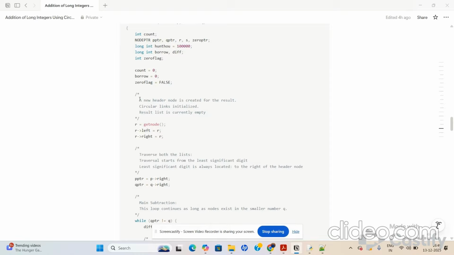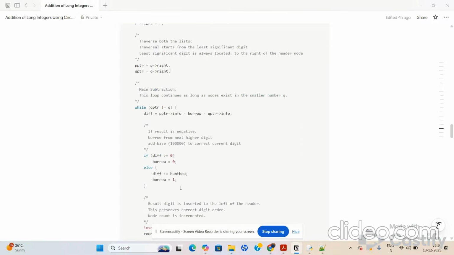Okay, so which is going to store the result, and initially it's pointing to itself because the result list is currently empty. It has just one node and each of them pointing to themselves, correct? And then you start the traversal. So the traversal starts from the least significant digit, and just to recall, the least significant digit is always located to the right side of the header node. So that's why you are incrementing the pointer to the right side, not to the left side.